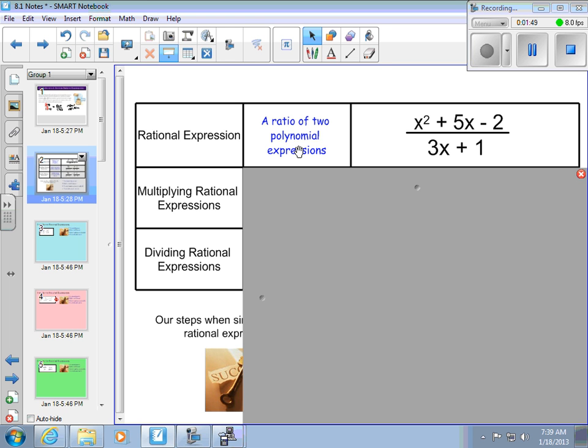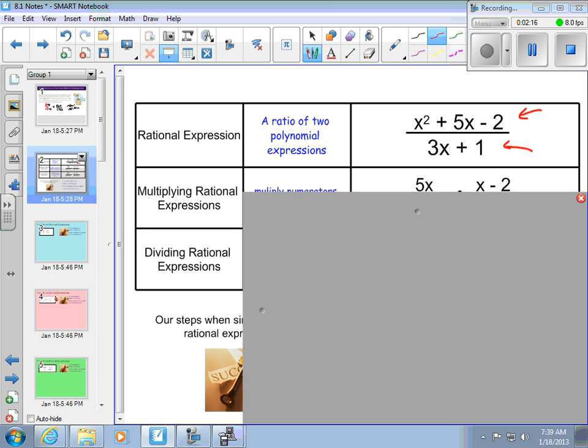There's an example over on the right of a rational expression. You can see on the top, we have a polynomial. On the bottom, we also have a polynomial. So that's the type of equations we're going to be looking at. We're going to do different things with them. We're going to look at simplifying them, and also with some of these, look at seeing if we can factor any of them.